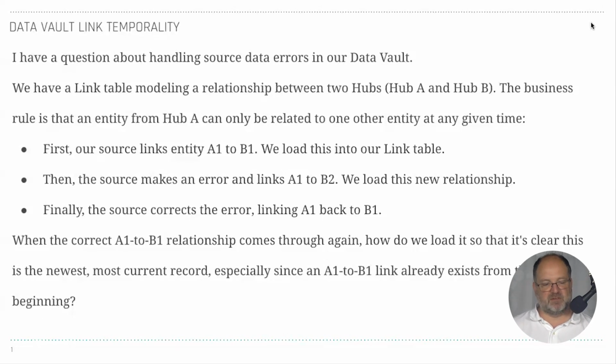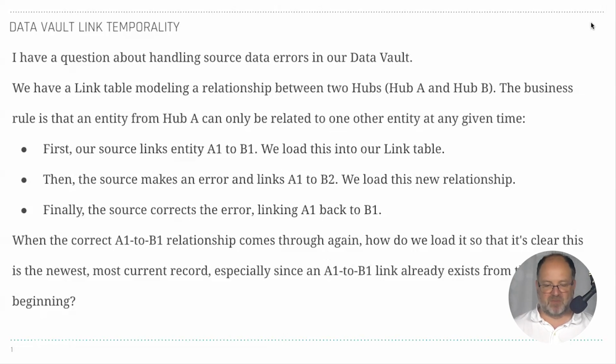So first, the source system sends a record that creates a relationship in a link between a business key from A1 to B1. Easy. Okay, so that's being loaded in the link table. That's fine. Then the source makes an error, or makes a change, doesn't matter why it's changing the data, and creates a new relationship between A1 and B2, the second business key of the hub B, essentially. And then they load this new relationship.